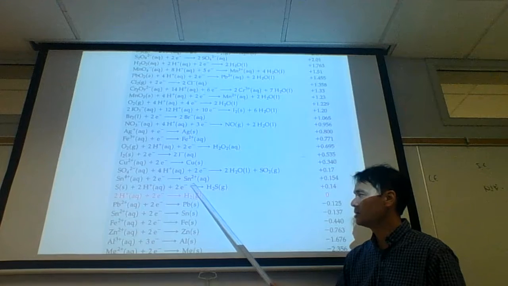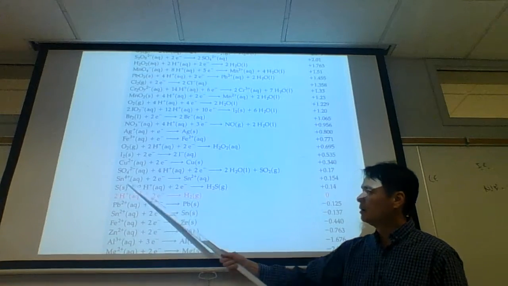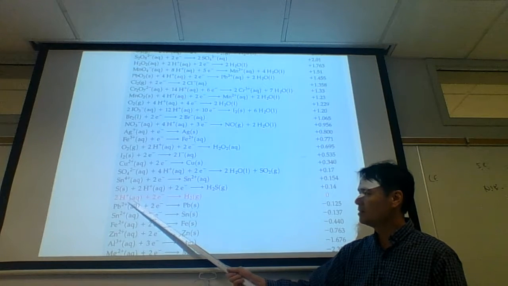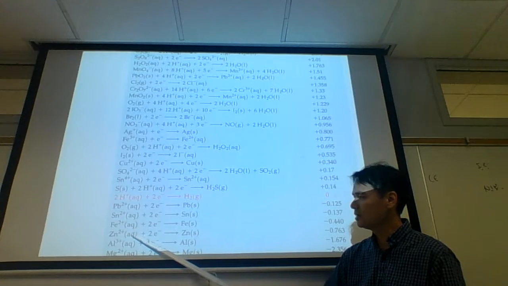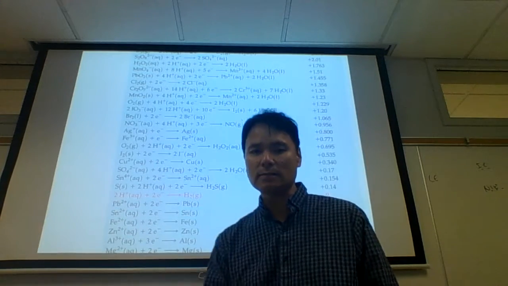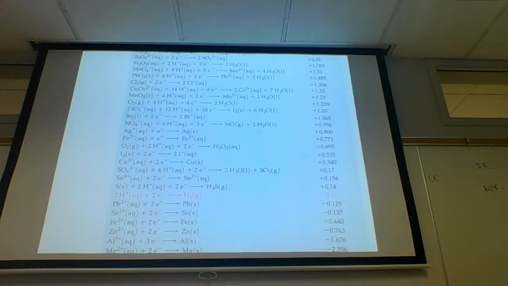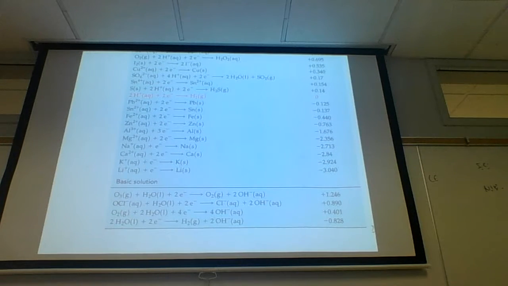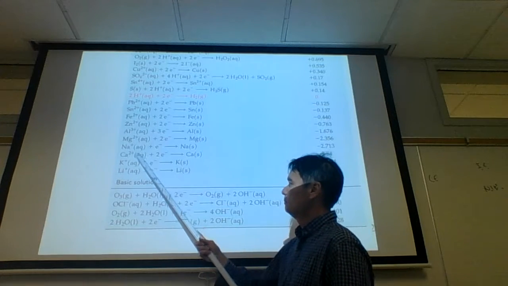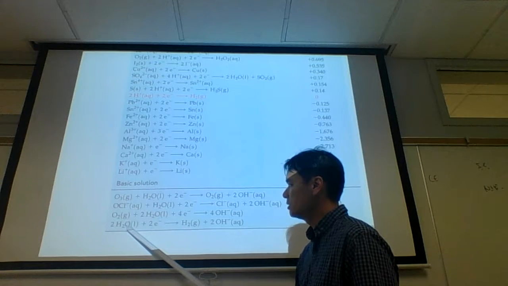So after sulfuric acid comes tin 4, which goes to tin 2. Here's tin 2 that goes to tin metal. Tin 4 to sulfur, this is H+, acid, to lead 2, tin 2, iron 2, zinc 2, aluminum 3, magnesium 2. Sodium, calcium, potassium, lithium ions, ozone, hypochlorite, oxygen, water.